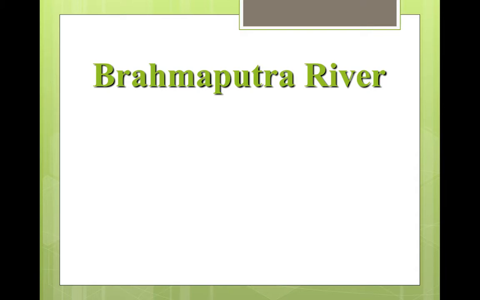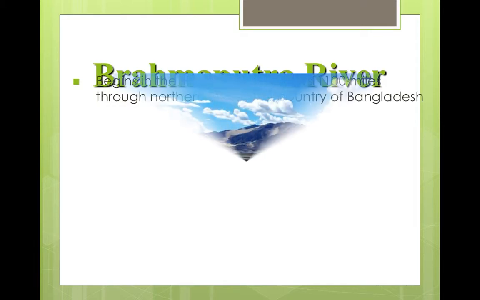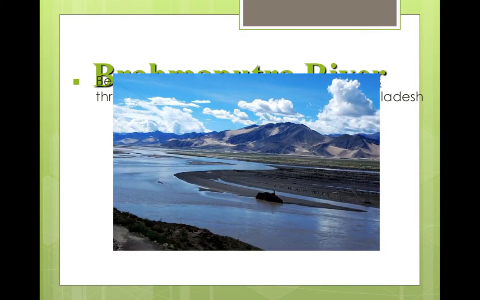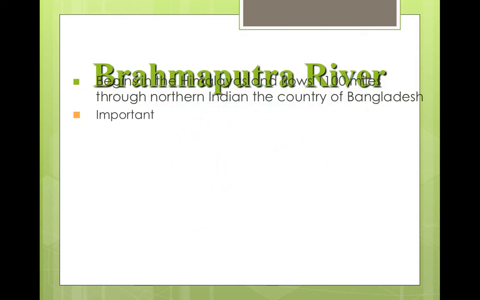Okay. Here we have the Brahmaputra River. And again, starting in the Himalayas, it travels through northern India to the country of Bangladesh. Very pretty. Fertile soil. Again, important for farming, trade, transportation. And when I'm referring to trade and transportation, you can travel on these rivers.